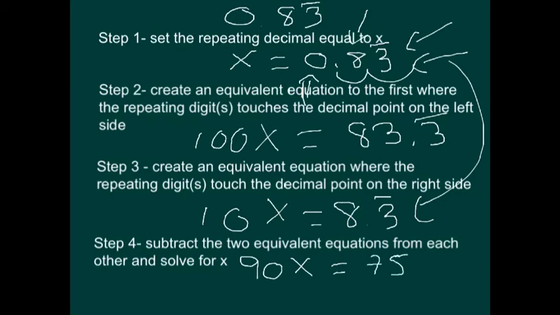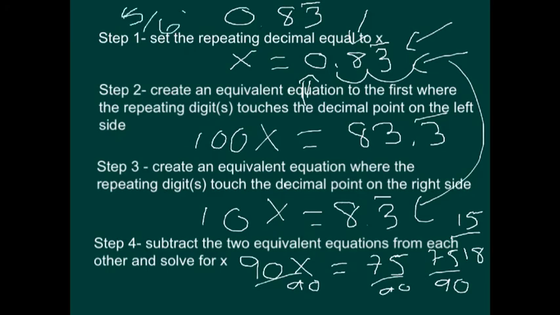And then you're going to divide by 90 on both sides because that's how you get rid of the 90 in front of x. And then you're hopefully going to reduce it by dividing by 5. So you're going to get 15 over 18. Holy cow, you can go again. Divide by 3. And you get 5 over 6. So your final answer is 5 over 6.